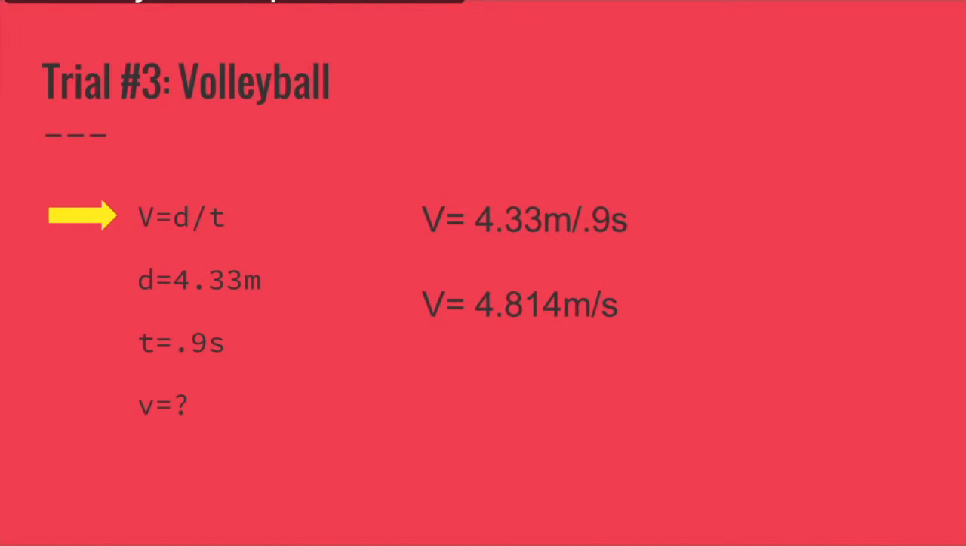Trial 3, volleyball. To find the velocity of the volleyball, we use the equation V equals distance over time. Our givens are D, distance equals 4.33 meters, and T, time equals 0.9 seconds. V equals 4.33 meters divided by 0.9 seconds, and our velocity is 4.814 meters per second.